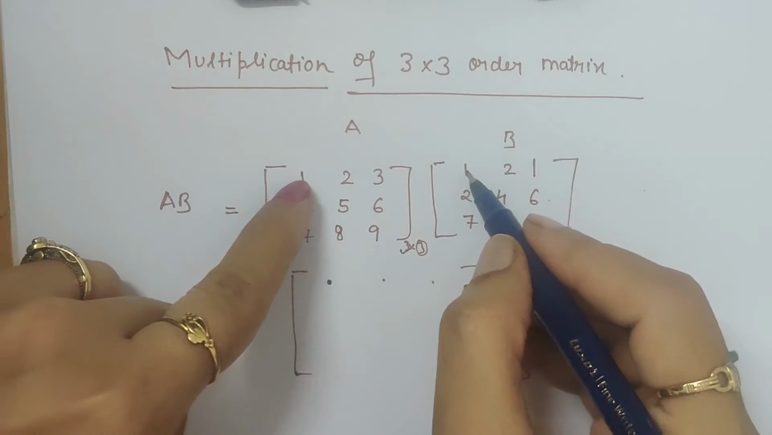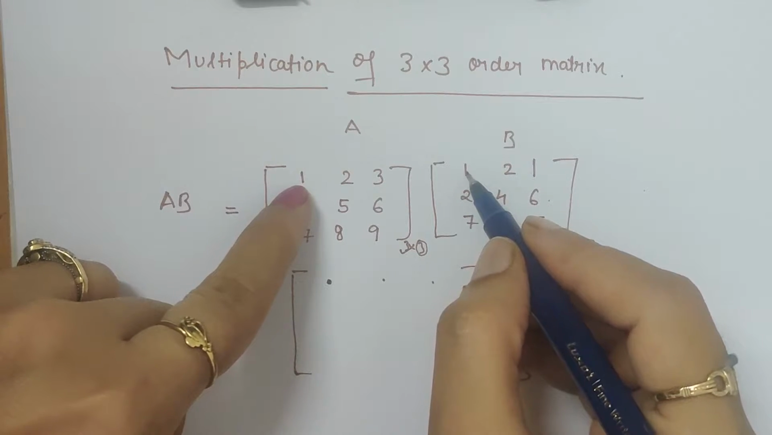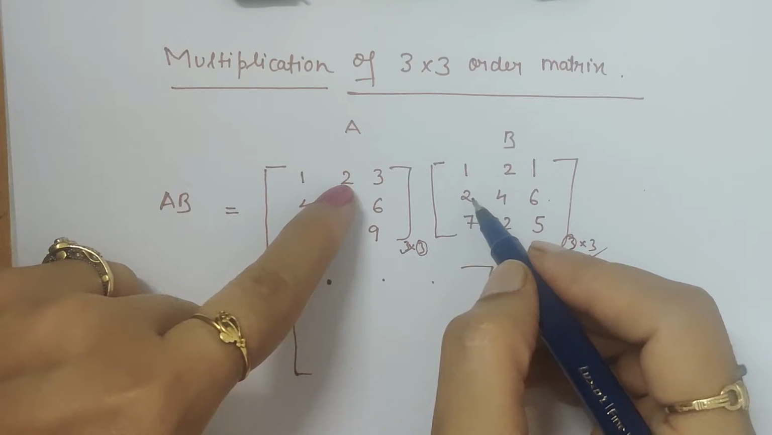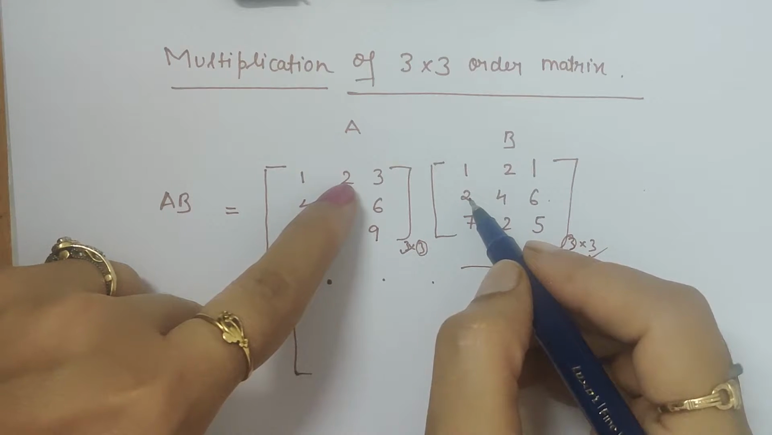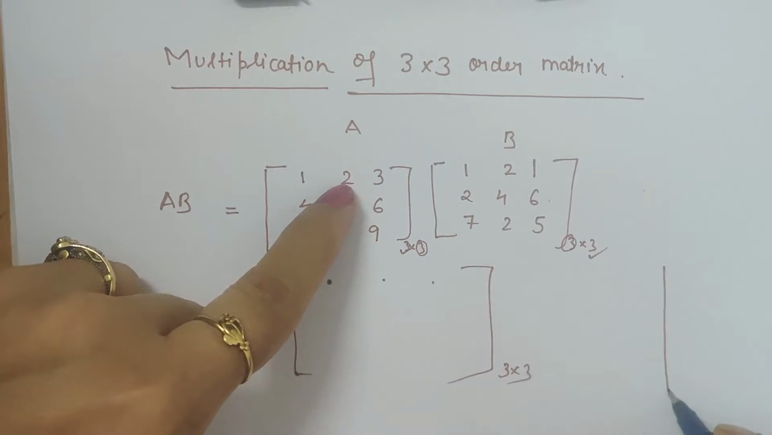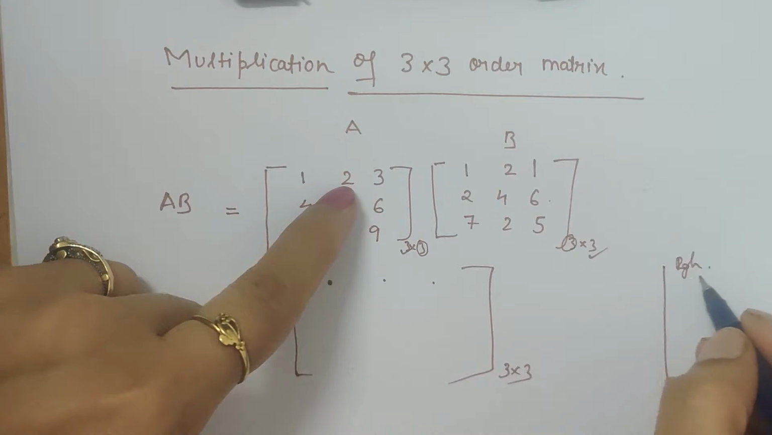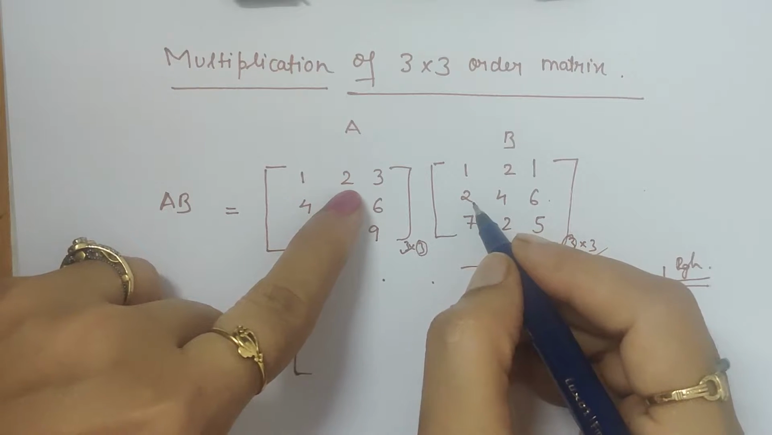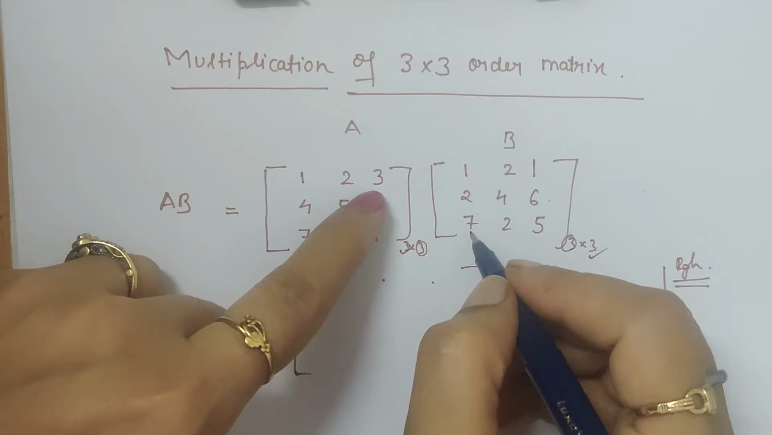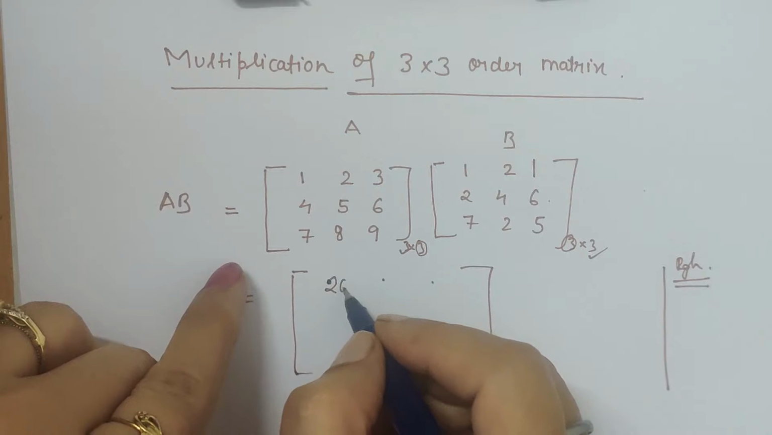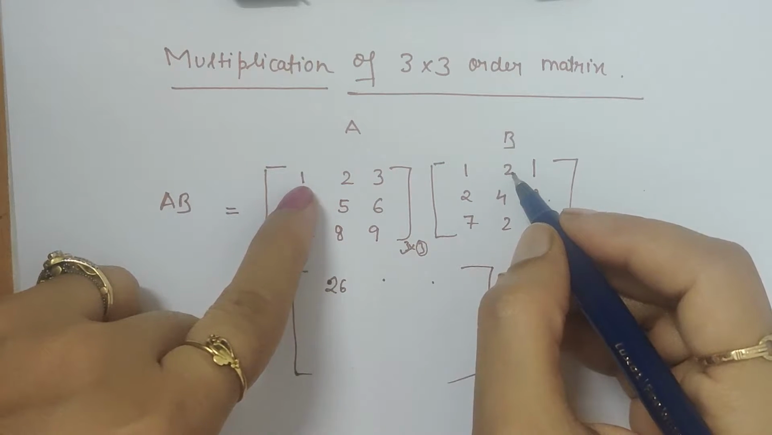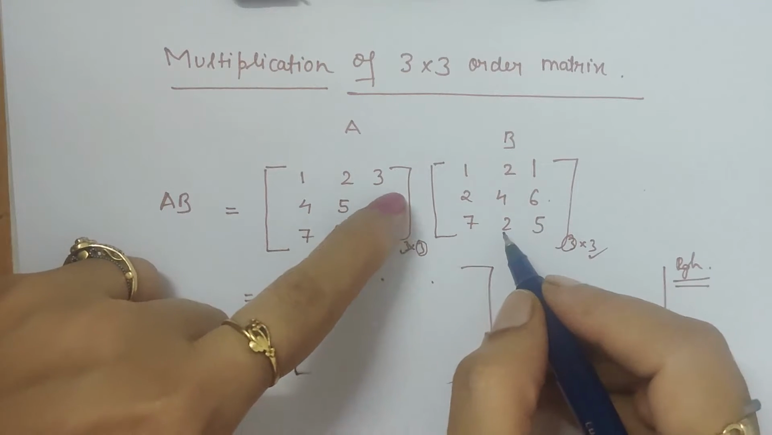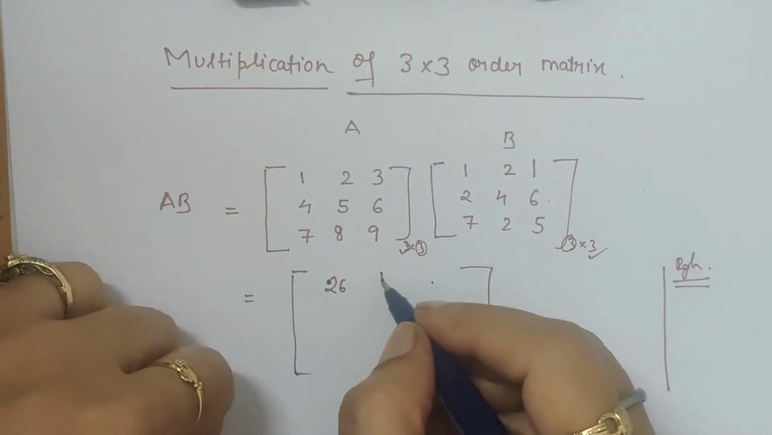So let's start. 1 into 1, so keep 1 in mind, plus 2 into 2, 4. Now add this 4 with what you had in mind: 4 plus 1, 5. You can use a rough column also, in case you forget. So this is 1 into 1 is 1, plus 4 is 5. 5 plus 21 is 26. So write 26 here. Now next, 1 into 2 is 2, 4 2s are 8. 8 plus 2 is 10. 10 plus 6 is 16. So write 16 here.